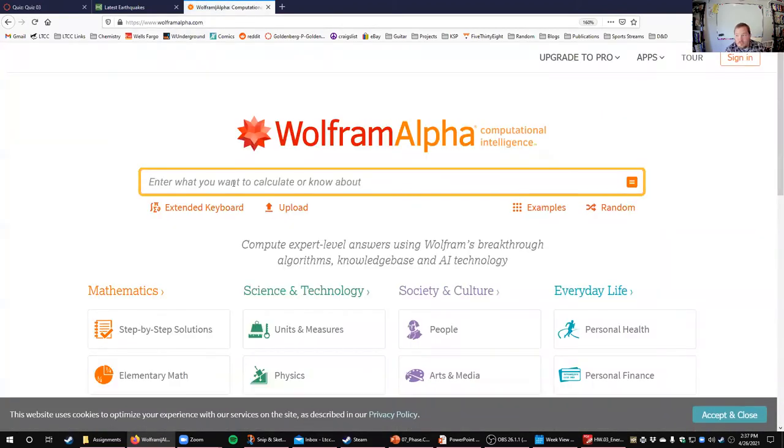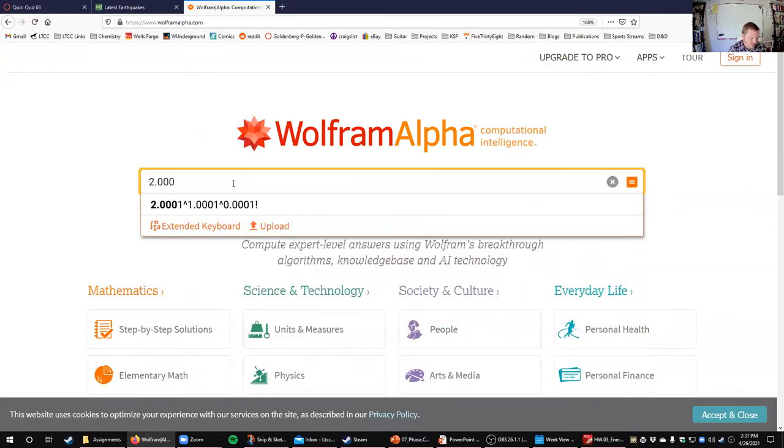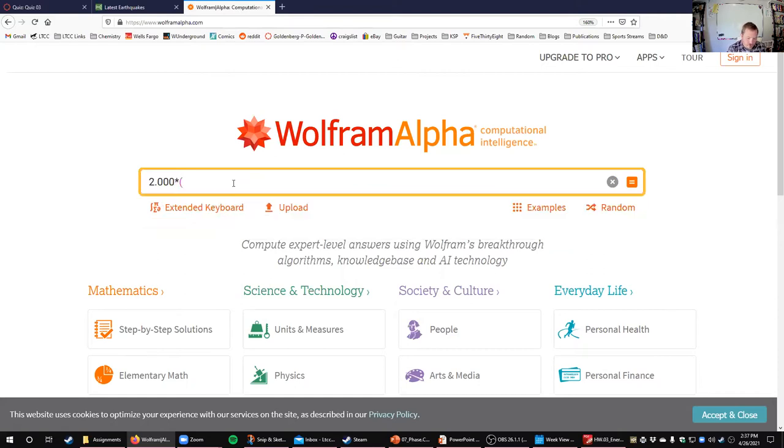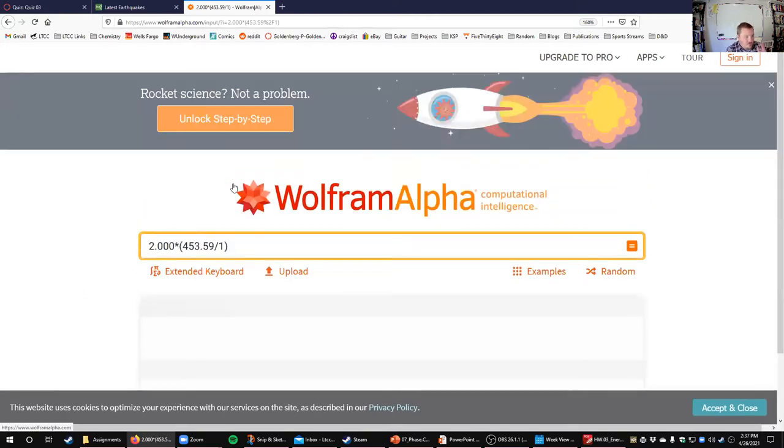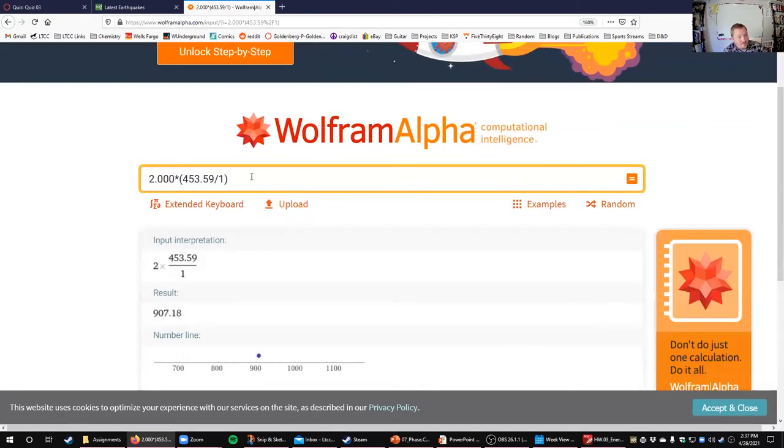There's 453 grams in 1 pound. So if you have 2.000 pounds, and for every 1 pound is 453.59 grams, the pounds wind up canceling out. You get 907 grams. And to four sig figs, 907.2 grams.